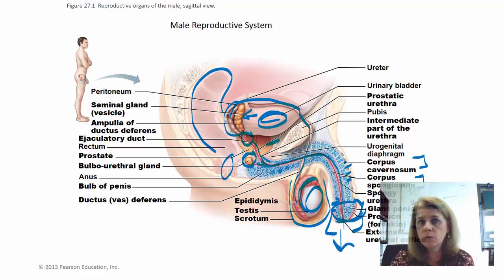So, big differences between males and females. Males and females both have a rectum and an anus. In the female, there's a vaginal opening, which is to the reproductive tract, and there's a urethral opening to the urinary tract, whereas in the male, there's the anus, and then you have the urethra, which is both reproductive and urinary. So that's a big difference between males and females, just one of many differences.